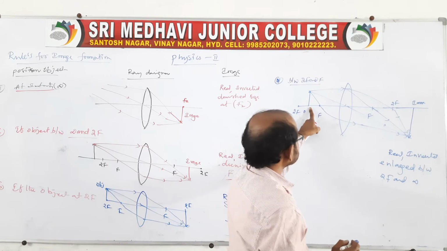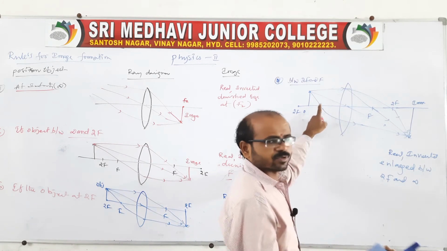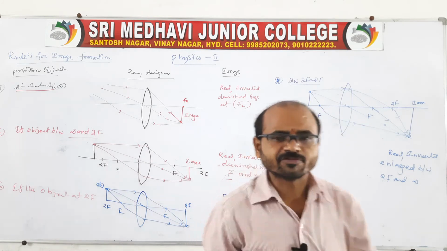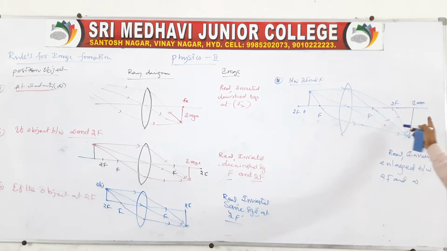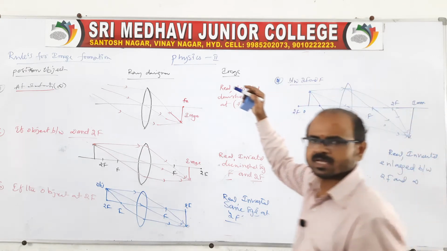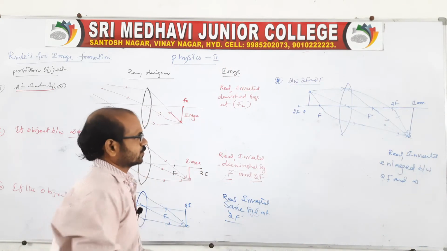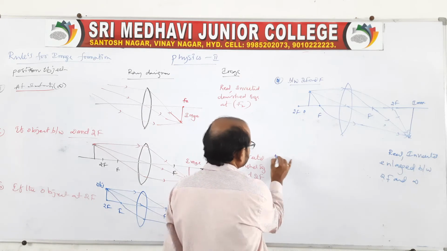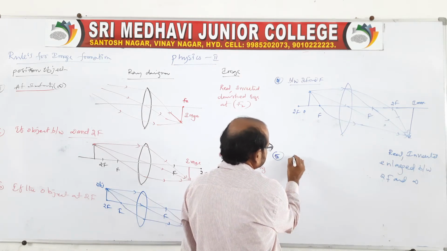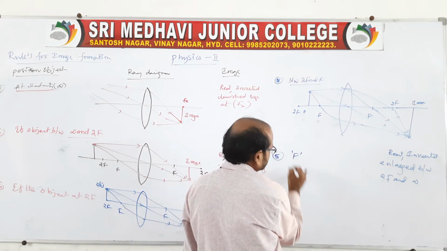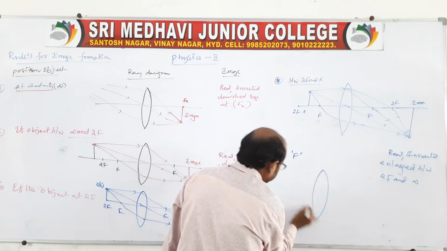Now the object is placed at f. Of course, when it is placed at f, the image also moves from between 2f and f and is formed at infinity, which is enlarged, real and inverted also. So you draw the fifth position. Now the object position is at f. Clear? You draw a ray diagram like this.